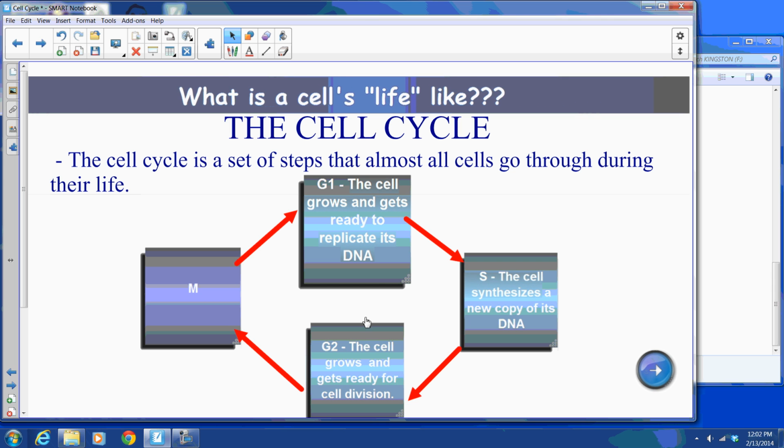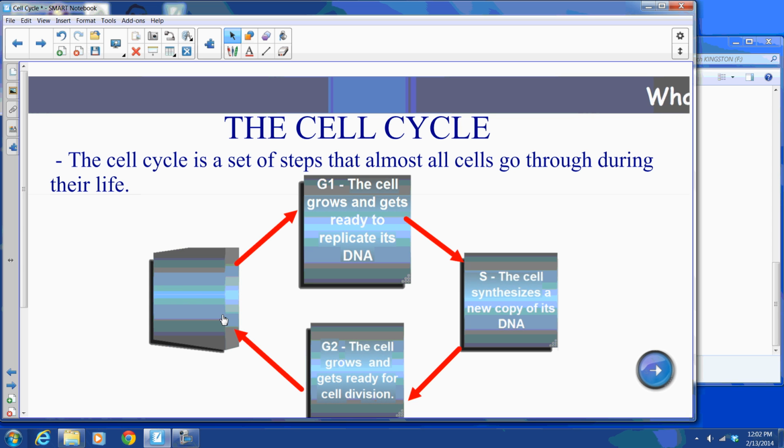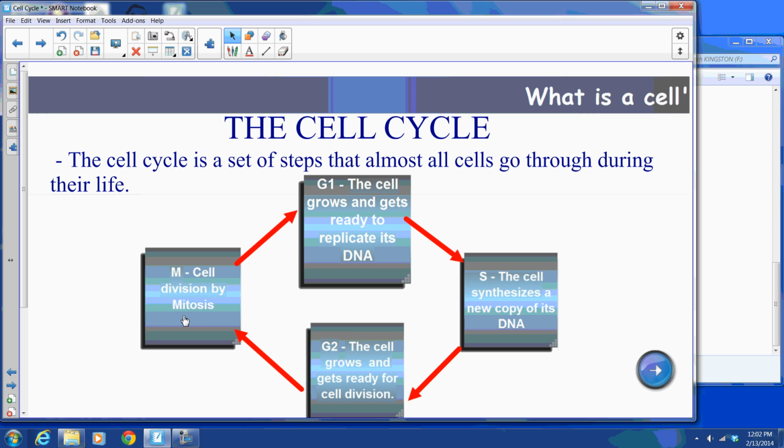And again, just like in G1, the cell is going to grow and get ready for what's coming next. And in this case, in the second gap phase, it's growing and getting ready for cell division. Right? So again, if you're thinking ahead, you can probably predict what's coming over here in the M phase. We're growing and getting ready for cell division here, so that means cell division is going to happen over here. Normally that cell division is going to happen by mitosis. Not always, but most of the time. And so the M phase generally stands for mitosis.